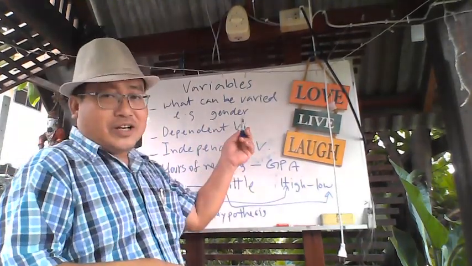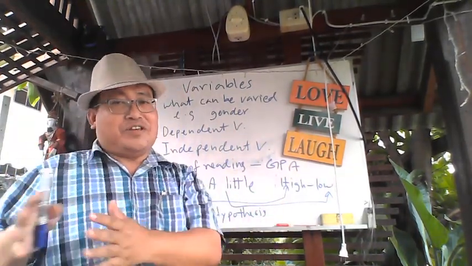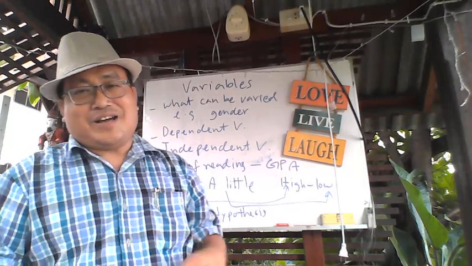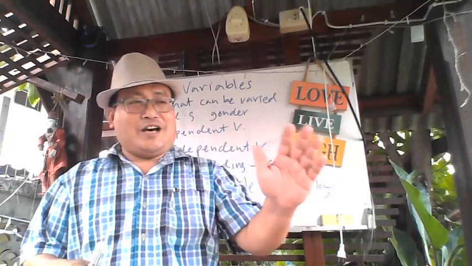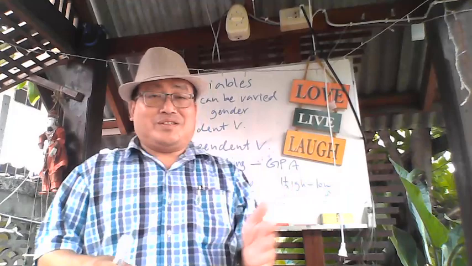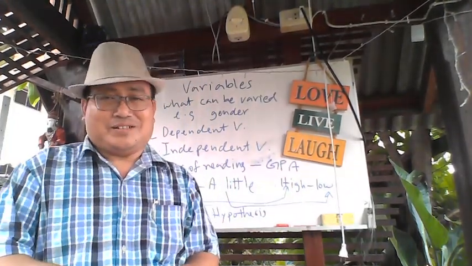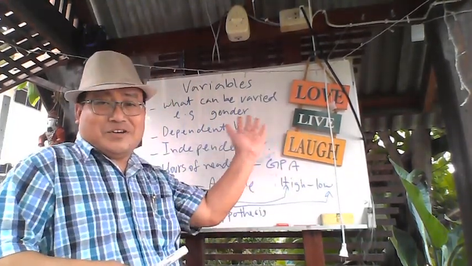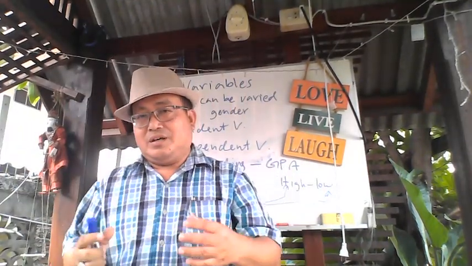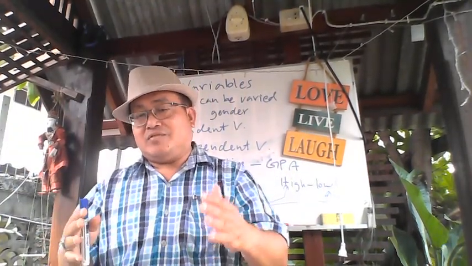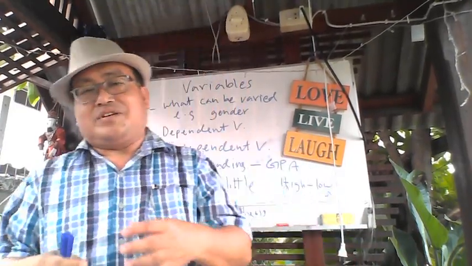Like for example, gender, we can have male and female. So we have two options. By the way, nowadays people usually have three options: male, female, and LGBTQ. Okay, this is the variable. So when we do a study, we look into variables, something that can be varied.